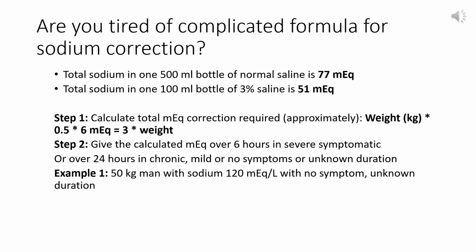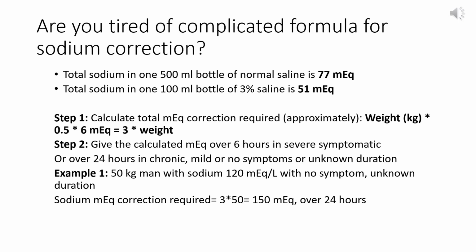Now let us see some examples. Example 1. A 50-kilogram man has sodium of 120 milliequivalents per liter with no symptom, and duration of low sodium is not known. Sodium milliequivalents correction required is 3 multiplied by 50, which equals to 150 milliequivalents of sodium, as this is case of unknown duration and no symptoms, so this should be given over 24 hours.